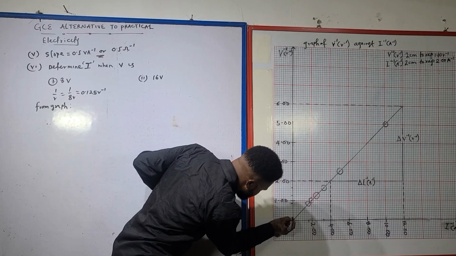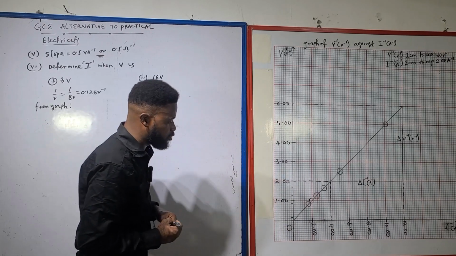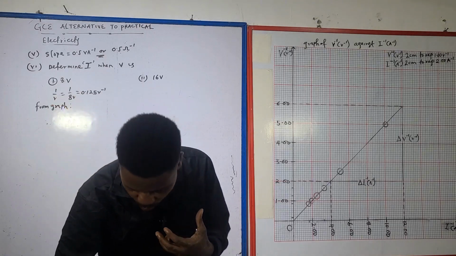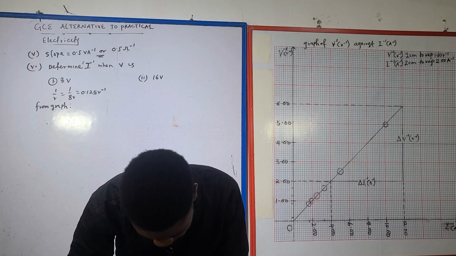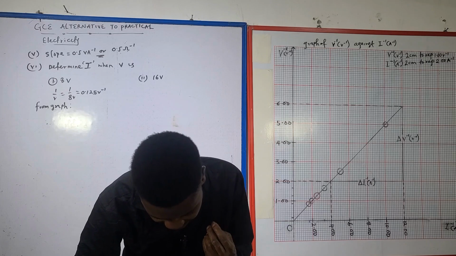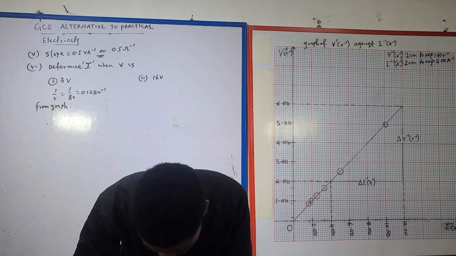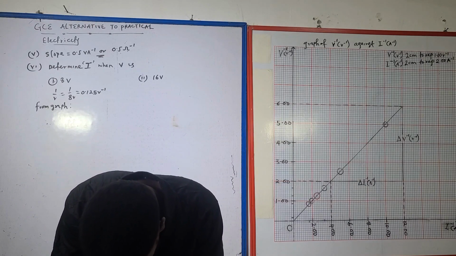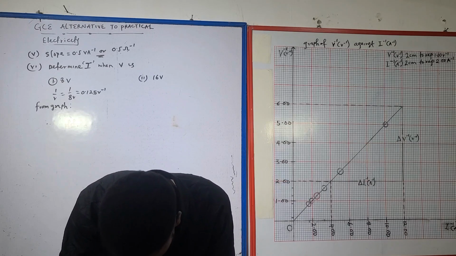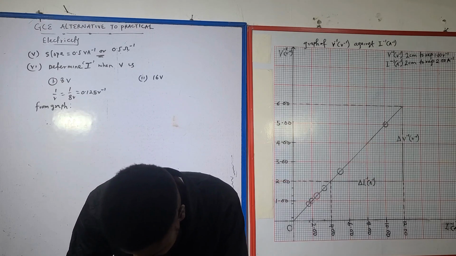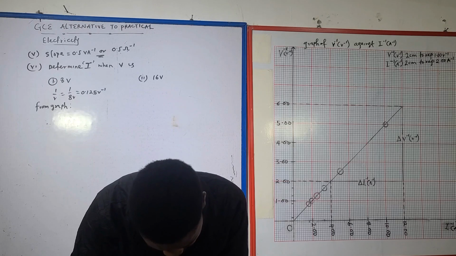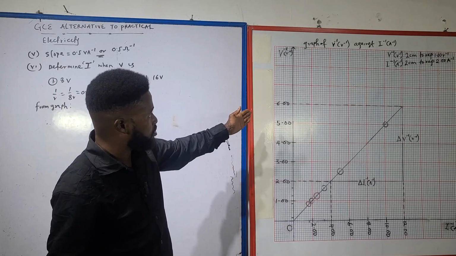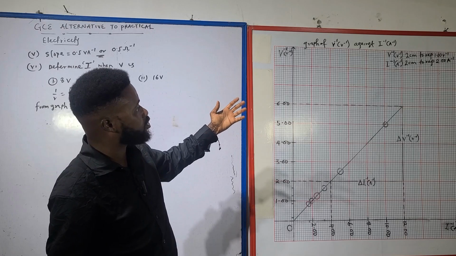0.125 should be somewhere here. Look at it very well again. In the question, we were told if our voltage is 8 volts, we should, on the graph, determine the value of I when voltage is 8 volts. Now, we did not deal with volt from the graph. What we dealt with is the inverse of the voltage.